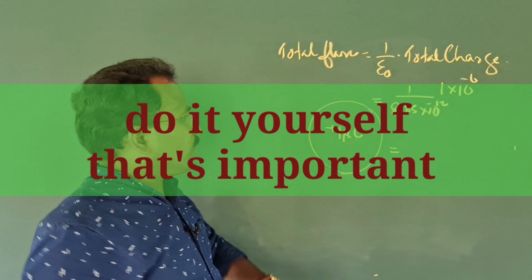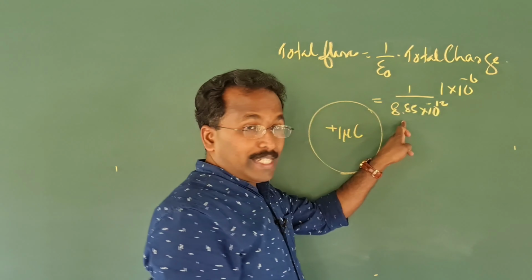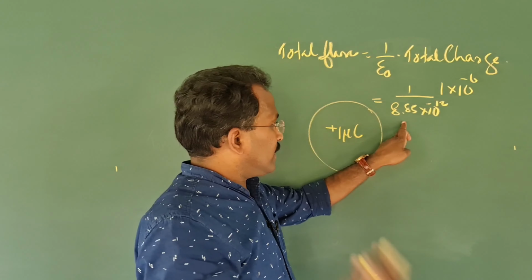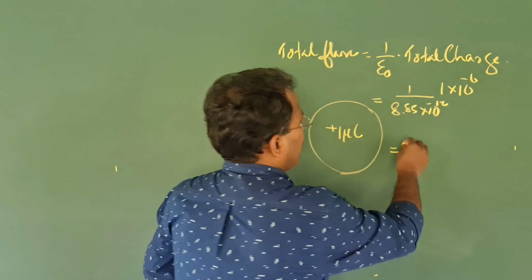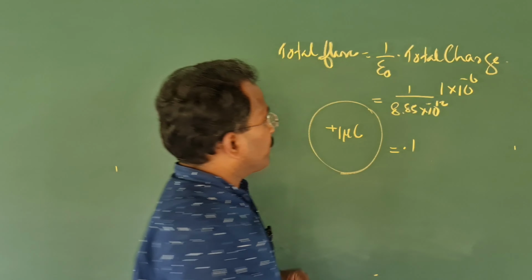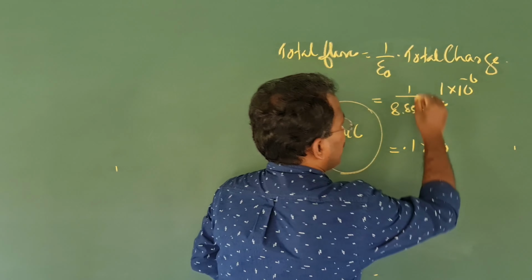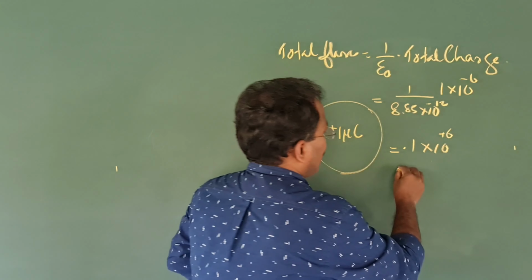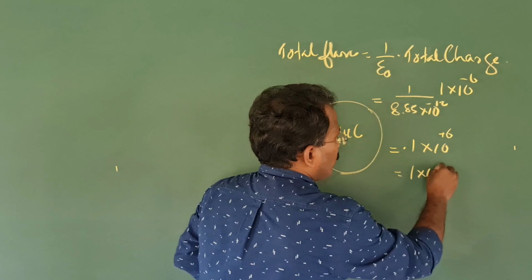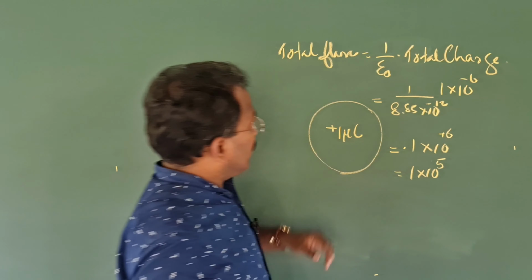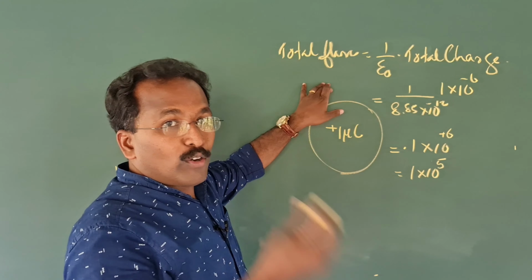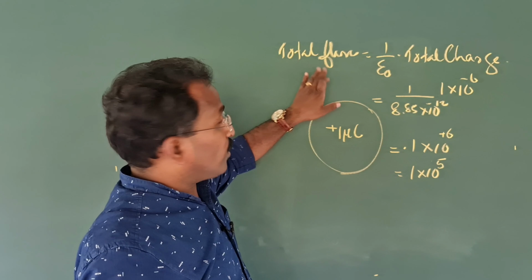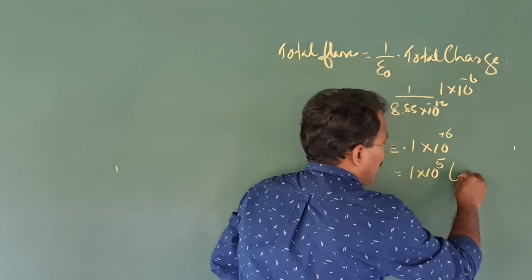See, for ease of calculation I take 8.85 as 10. So it is 1 by 10, which is 0.1, into 10 raised to plus 6, that is 1 into 10 raised to 5. If you go for the logical unit for total flux, you will get so many lines.